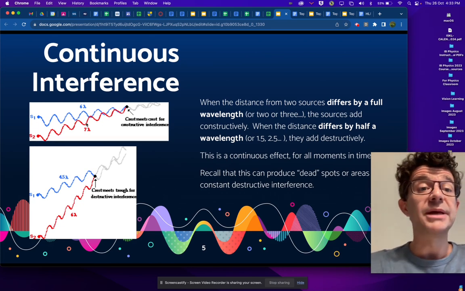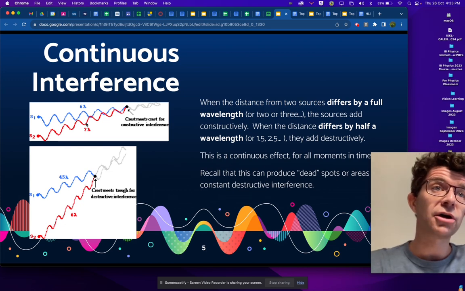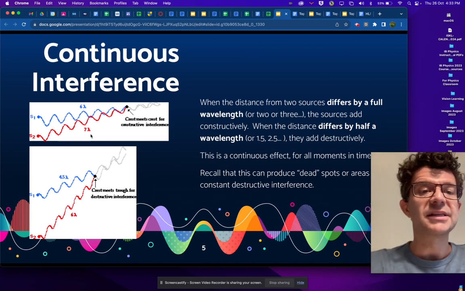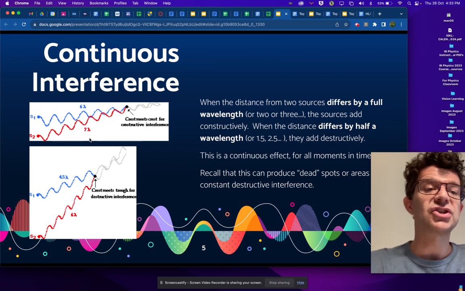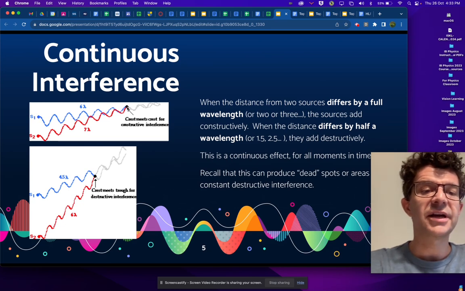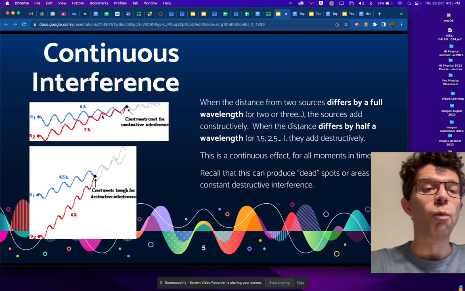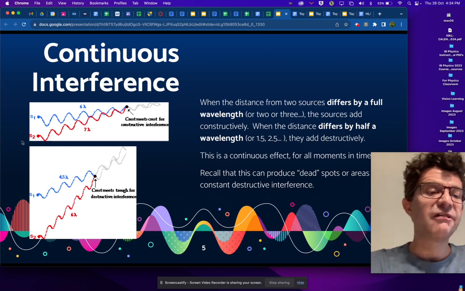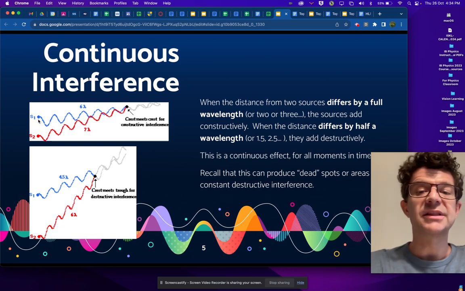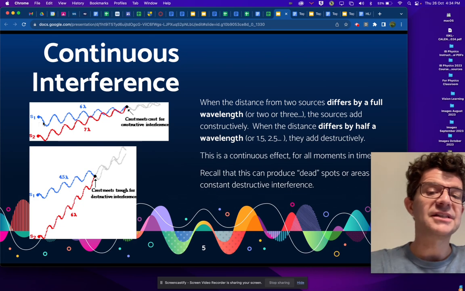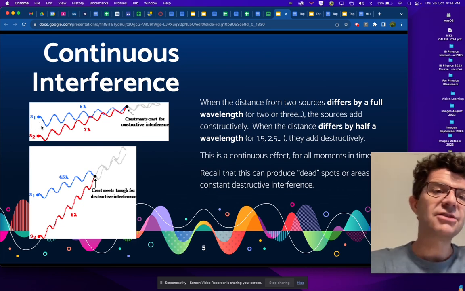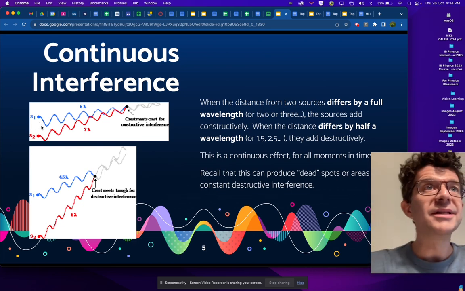So the maxima will be larger, the minima will be larger, and the equilibrium points will be at the same point. This is what's known as constructive interference, and it occurs when the path length, or the distance from the source to the point we're considering, differs by a whole number of wavelengths. This is shown as a whole number of wavelengths different from these two sources of waves with the same phase and with the same frequency. It's a continuous effect. It happens at all moments in time.